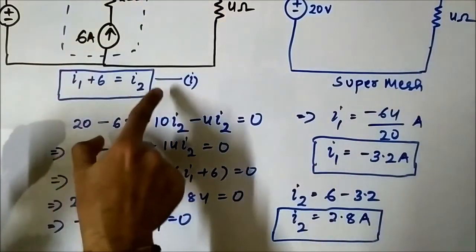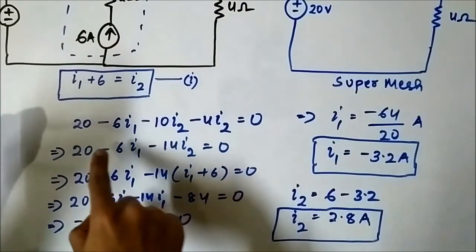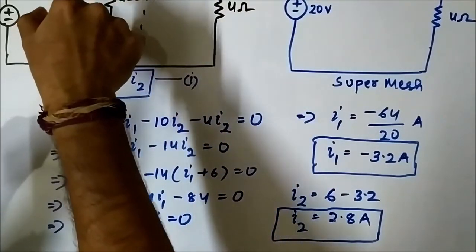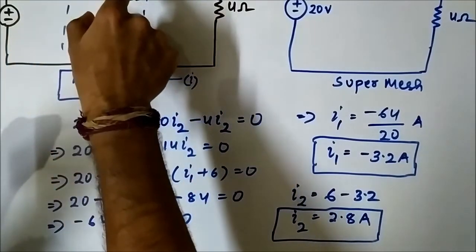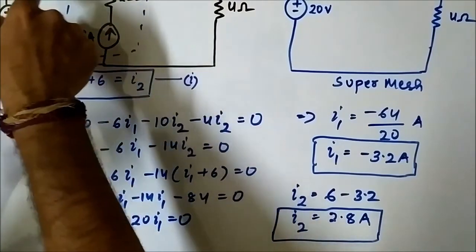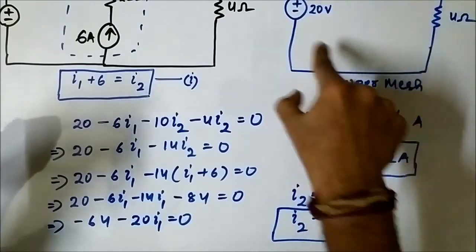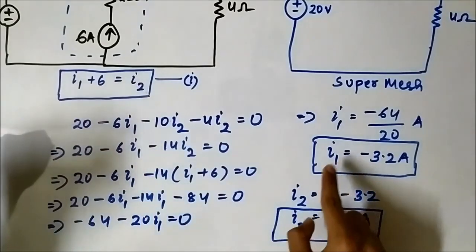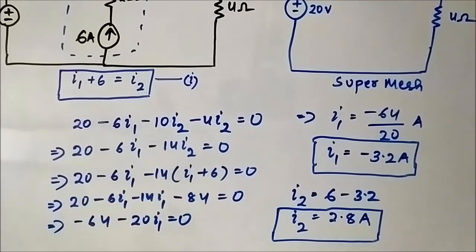Once you get the auxiliary relationship, you remove the current source, then you write the super mesh KVL equation. Do not alter the arbitrary values that you have assigned. I1 will remain I1, I2 will remain I2. I1 will still flow through 6 ohm, I2 will still flow through 10 ohm and 4 ohm. You get the super mesh KVL equation, you put in the auxiliary relationship, and you determine the individual branch or mesh currents. So this is the concept of super mesh.